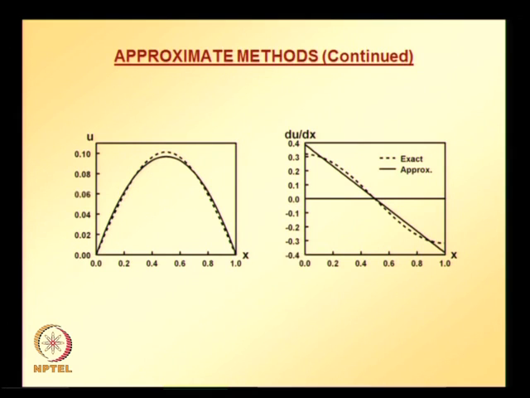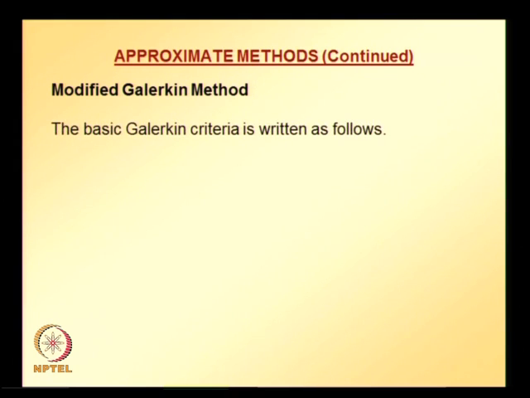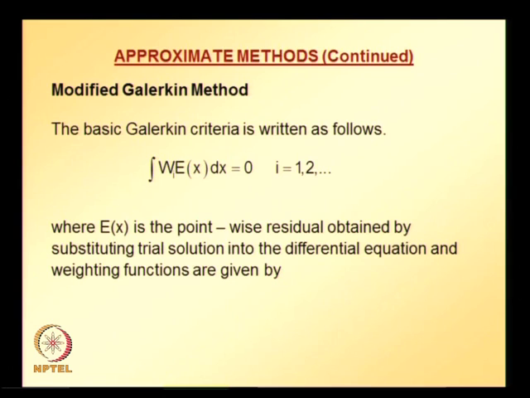Only thing is, as the number of coefficients in the trial solution increases, effort increases. So now let us look at a small modification to this Galerkin method, which is called modified Galerkin method. The basic Galerkin criteria is this one, just now we looked at, where E is nothing but the pointwise residual obtained by substituting the trial solution into the differential equation, and weighting functions are given by this one.